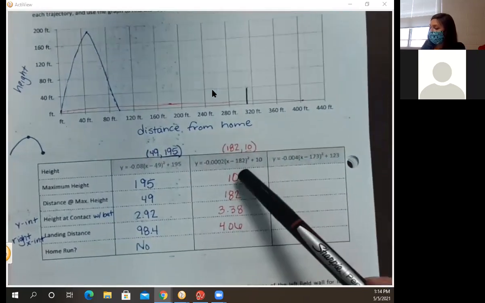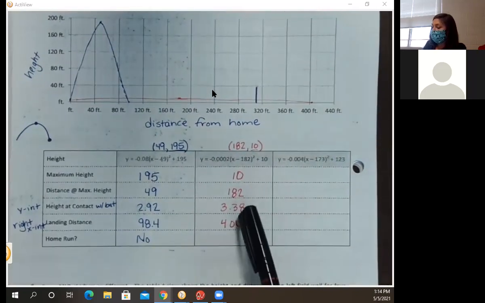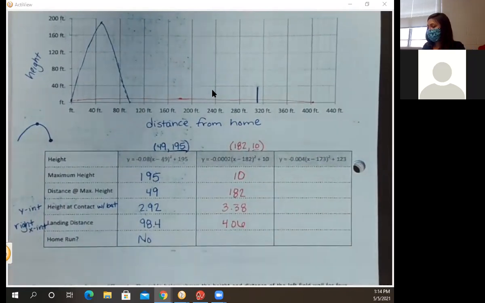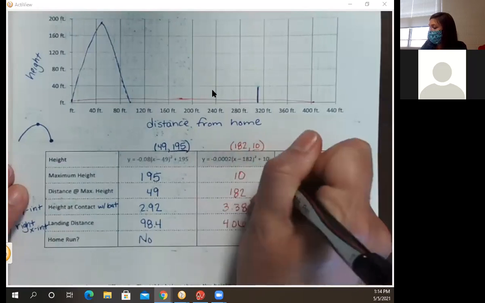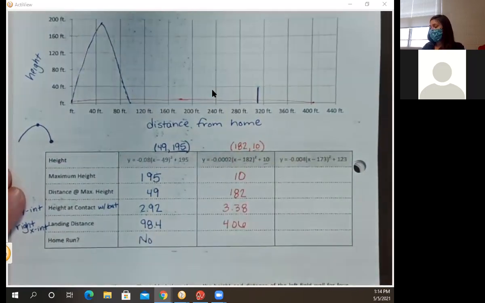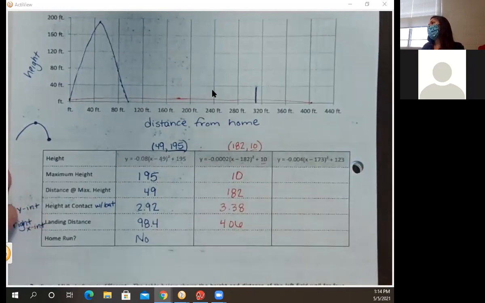So the 10 and the 182 came from the vertex. And then on the calculator, is that your question? So we had vertex form. So I got my vertex from there. And then the y-intercept and that right x-intercept I got from my calculator.